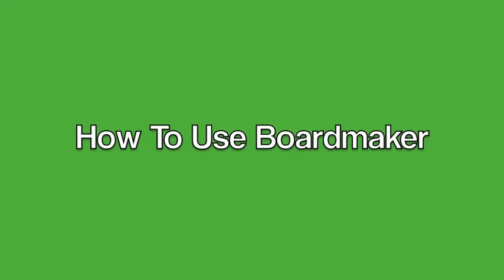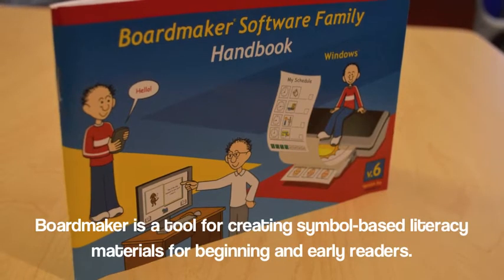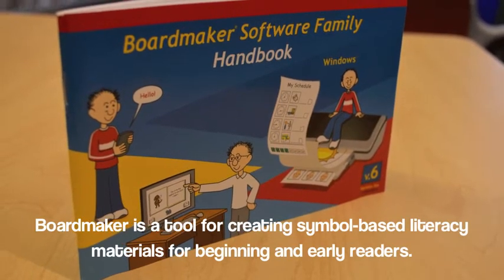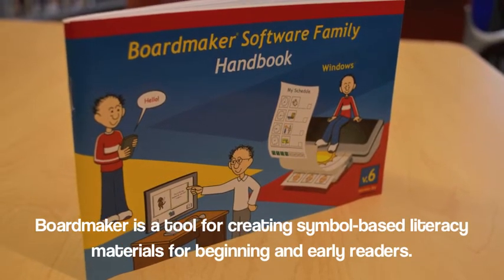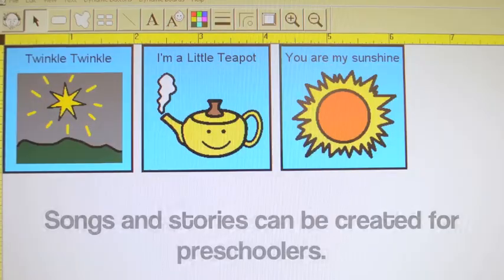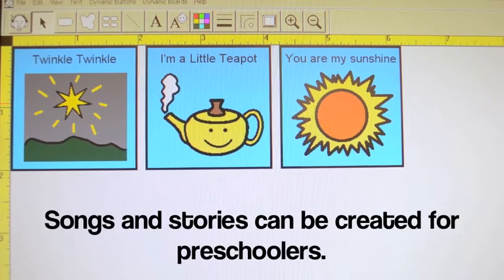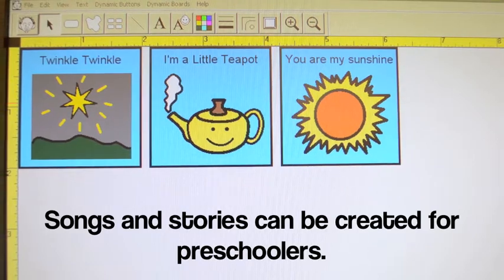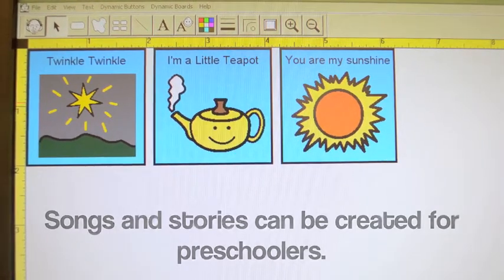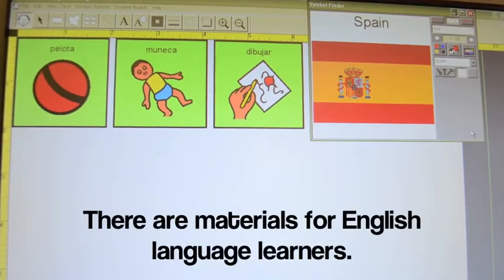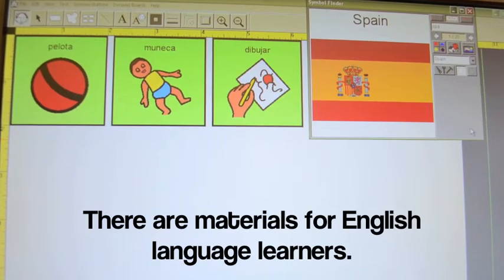How to use Boardmaker. Boardmaker is a tool for creating symbol-based literacy materials for beginning and early readers. Songs and stories can be created for preschoolers. There are materials for English language learners.